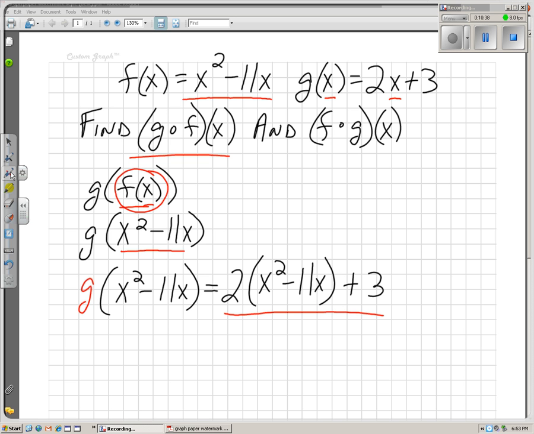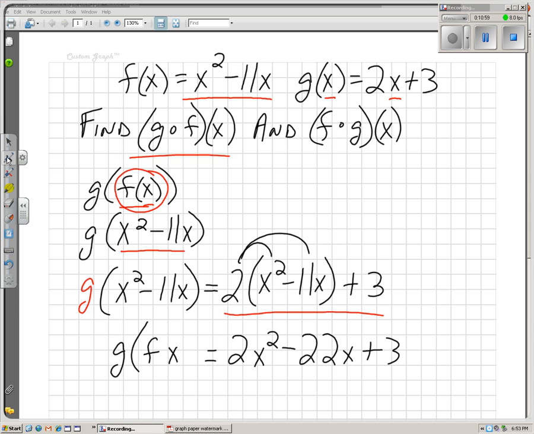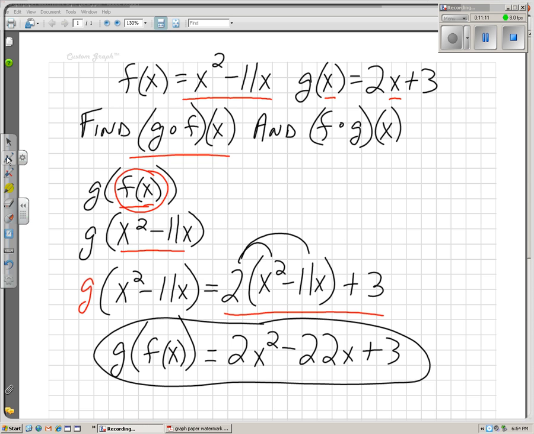We just need to clean it up a little bit and make it look nice. So equals 2x squared, because I'm multiplying the 2 by everything in the parentheses, minus 22x plus 3. And that's as far as we can go until we find out what x is. Now in front here, I'm going to bring back the g of f of x. So g of f of x, that composite function, when I put the two functions together that way, gives me 2x squared minus 22x plus 3. Okay, now let's do the other one.